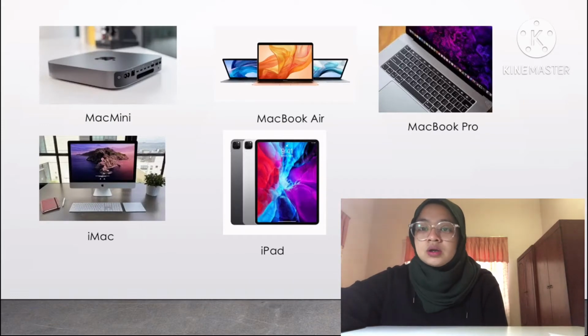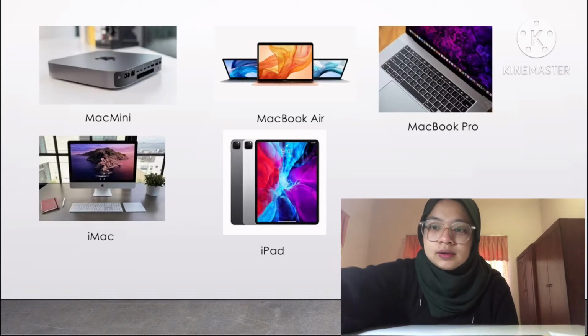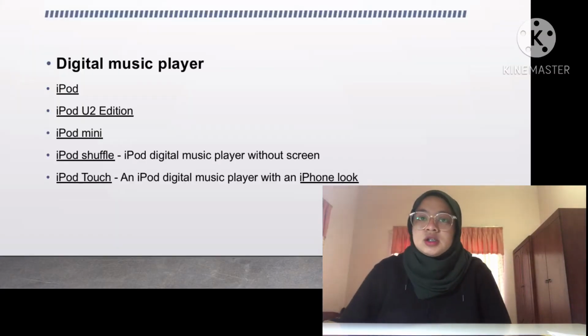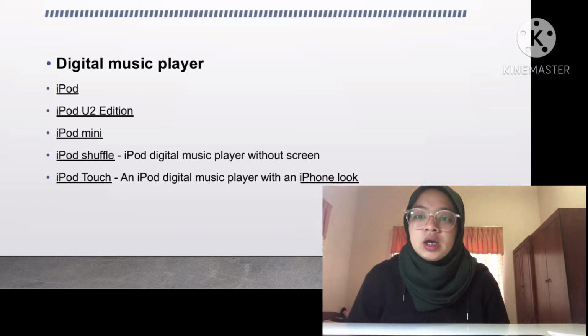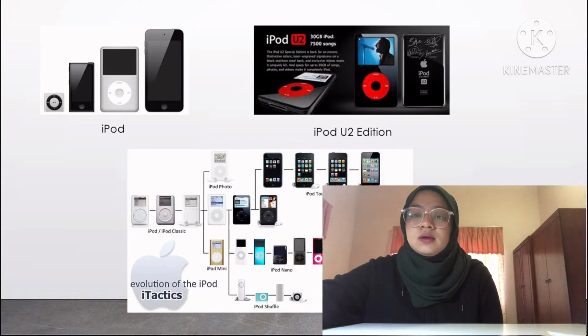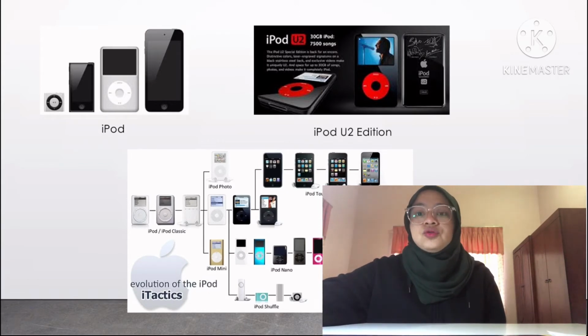So here's are the pictures of the products that I tell before, which is Mac Mini, MacBook Air, MacBook Pro, iMac and iPad. Next, the product that they also sell is digital music player, which consists iPod U2 editions, iPod Mini, iPod Shuffles and iPod Touch. So here's are the pictures of the digital music player, which has iPod at the top of the picture. The picture on the top, iPod U2 edition, and here's are the evolutions of the iPod that Apple sell.